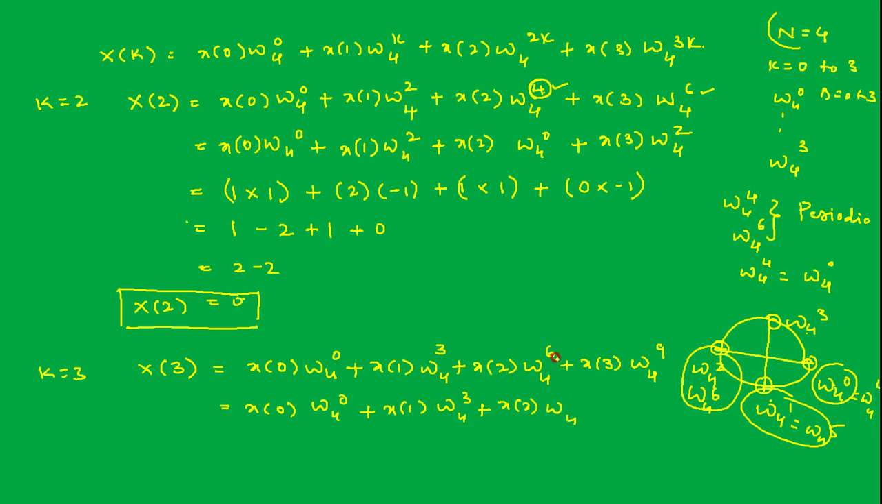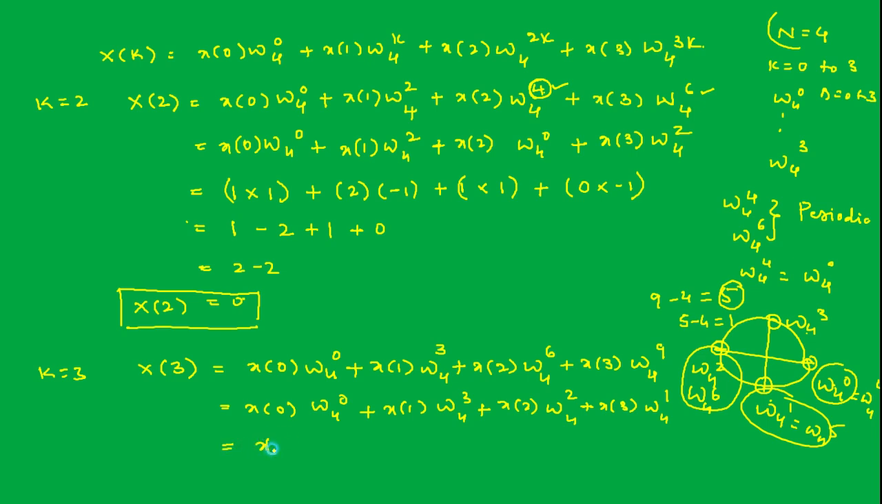The simple method is what? 6 minus capital N. Capital N is 4, so 6 minus 4 is 2, plus x of 3 W4 to the 9 minus 4. So what is 9 minus 4? 9 minus 4 is 5, but this 5 is again greater than 3, so again you subtract it by 4. 5 minus 4 is 1. So I can write it as 1. Alright.